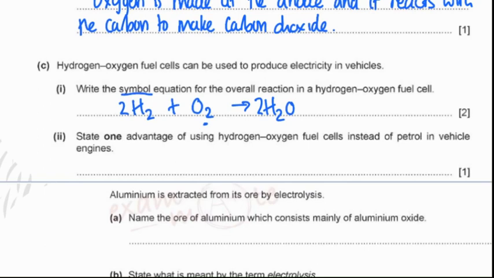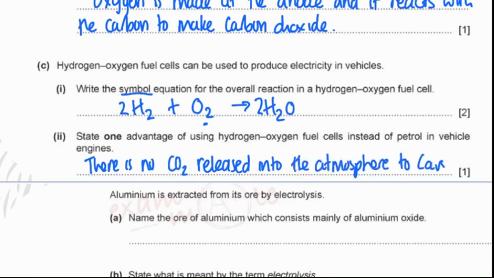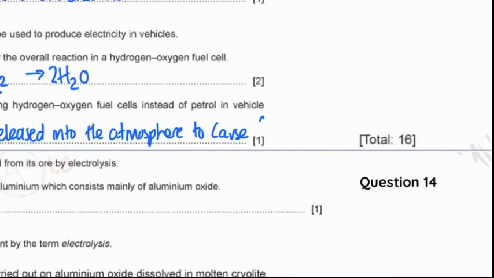State 1 advantage of using hydrogen oxygen fuel cells instead of petrol in vehicle engines. Well, there is many, but the most obvious one is there is no CO2 released into the atmosphere to cause global warming. So it's much better for the planet.